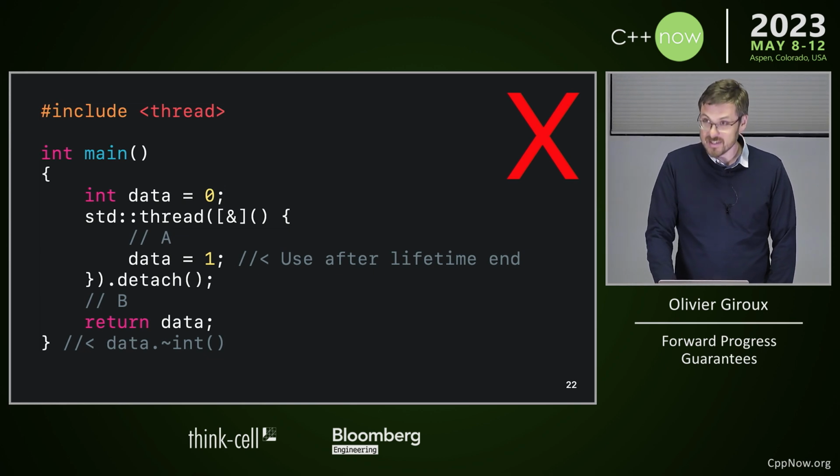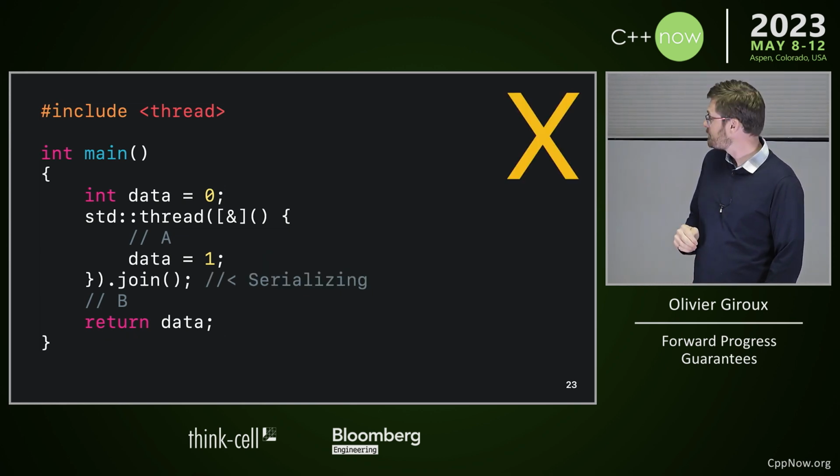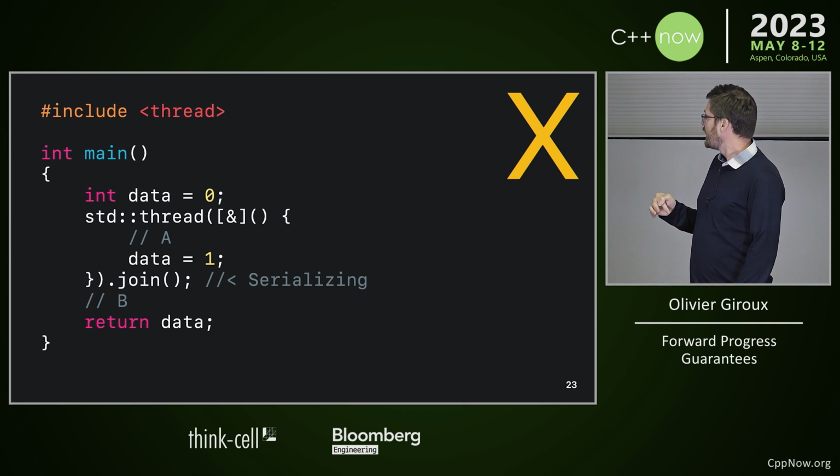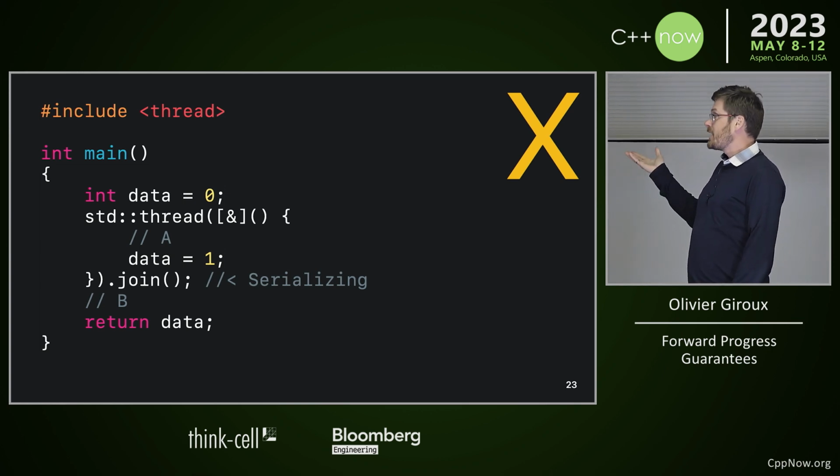So that's no good. All right, I said unjoined, undetached, so we could join it. We could do that. And here's a yellow X. Yeah, I used threads, but I wrote a serial program on 2 threads. So that's not great.